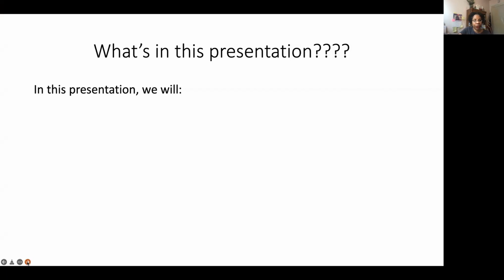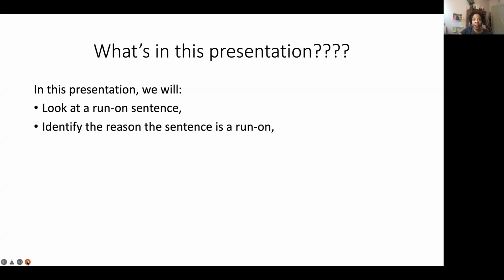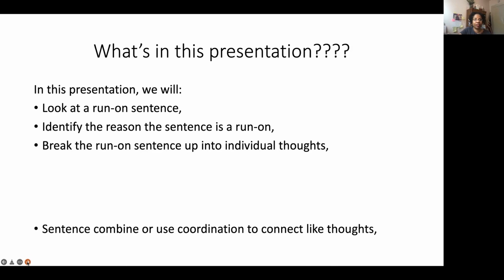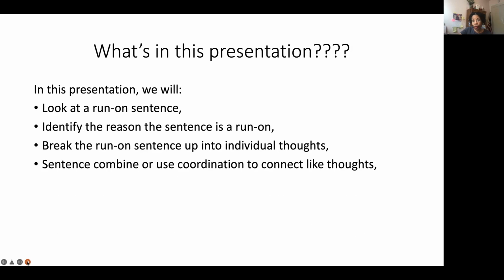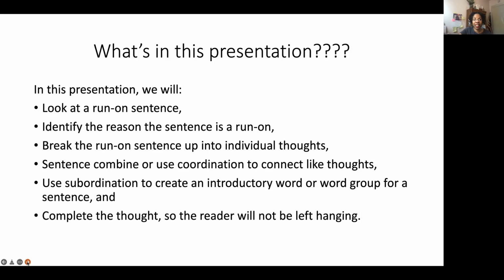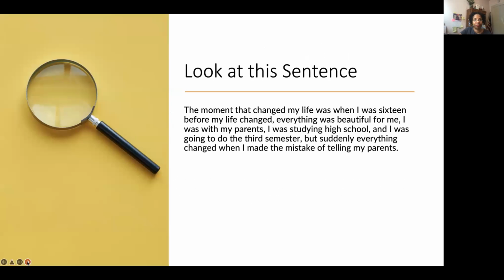In this presentation, we will look at a run-on sentence, identify the reason the sentence is a run-on, break the run-on sentence up into individual thoughts, sentence combine or use coordination to connect like thoughts, use subordination to create an introductory word or word group for a sentence, and complete the thought so the reader will not be left hanging.